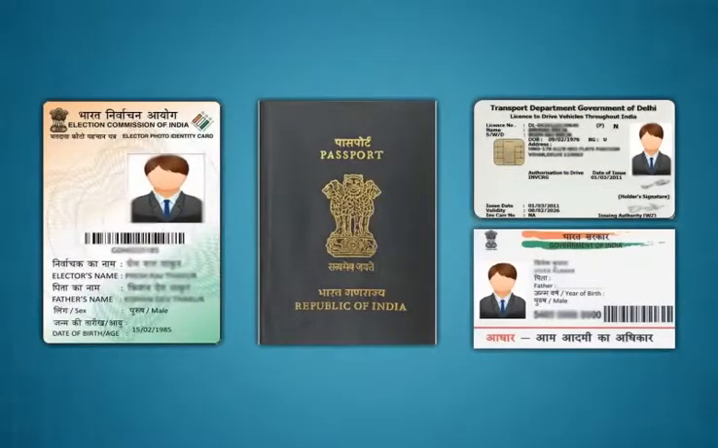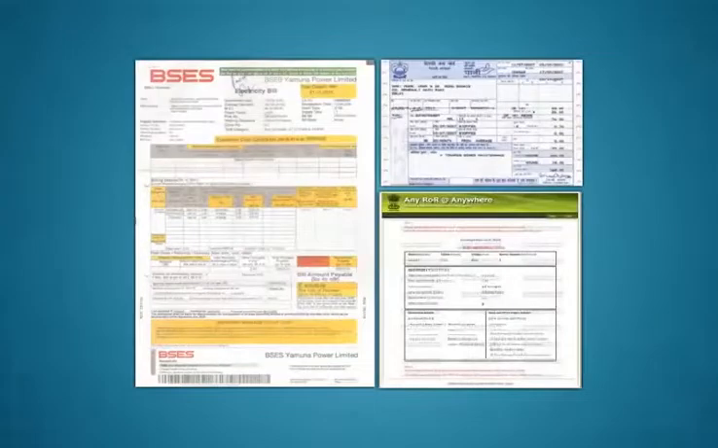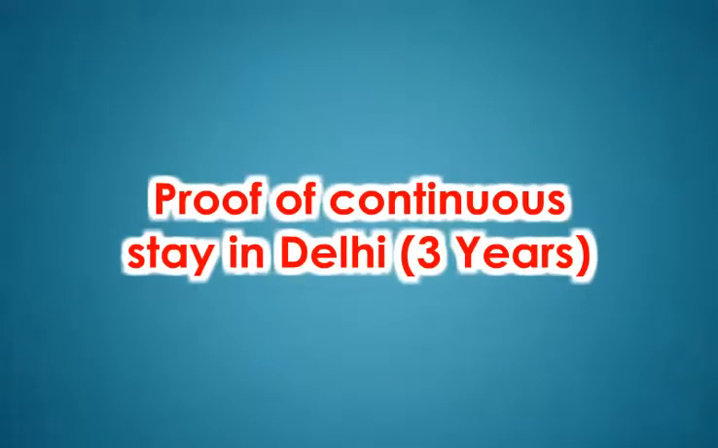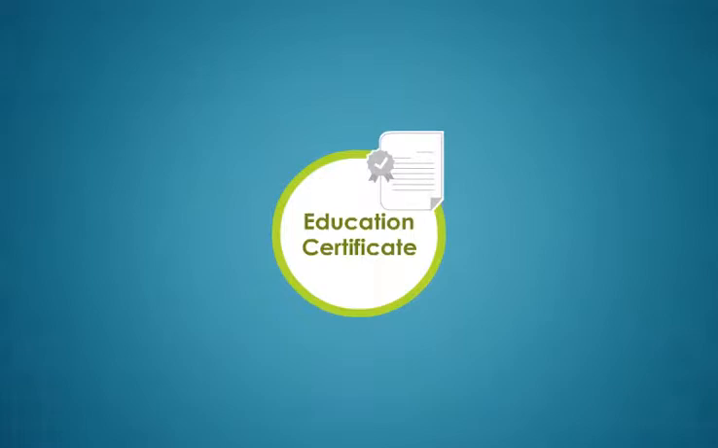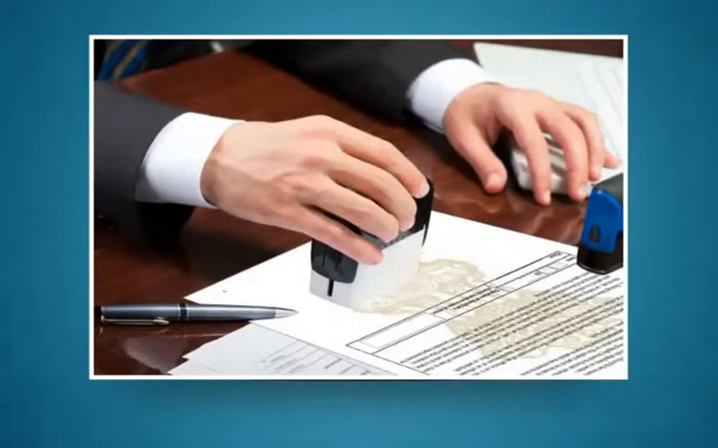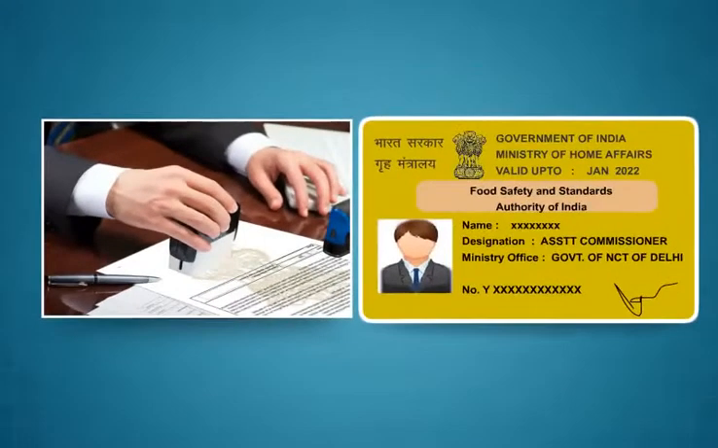Any of your present residential proof documents as mentioned earlier. Proof of date of birth like birth certificate, school certificate or passport. Proof of continuous stay in Delhi for the last 3 years such as education certificate, electricity bill, house tax, water bill, etc. Note, it is important to know that all documents need to be attested by a gazetted officer. You also must attach a copy of his ID card along with his contact number.